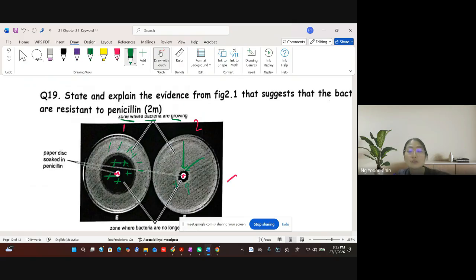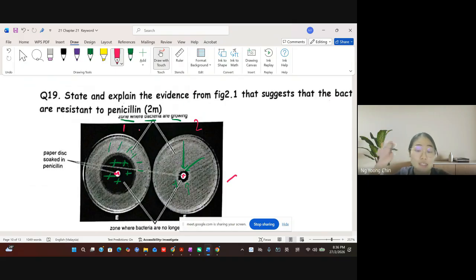So now, you have plate number 1 and 2. You tell me which plate has the bacteria that have already developed resistance to the antibiotic. Plate number 1 or number 2? 1. Okay. Why did you choose 1?